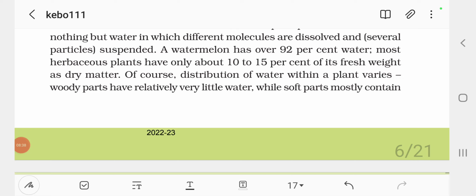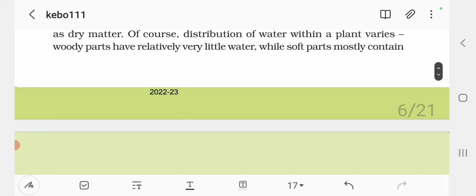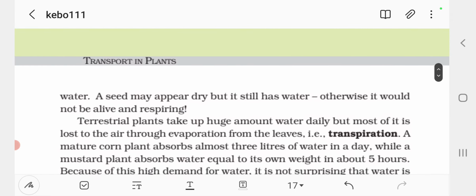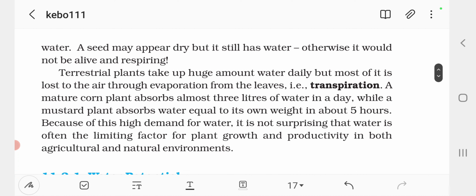Of course, distribution of water within a plant varies. Woody parts have relatively very little water, while soft parts mostly have water. A seed may appear dry, but it still has water. Otherwise, it would not be alive and respiring. Terrestrial plants take up a huge amount of water daily, but most of it is lost to the air through evaporation from the leaves. That is transpiration.